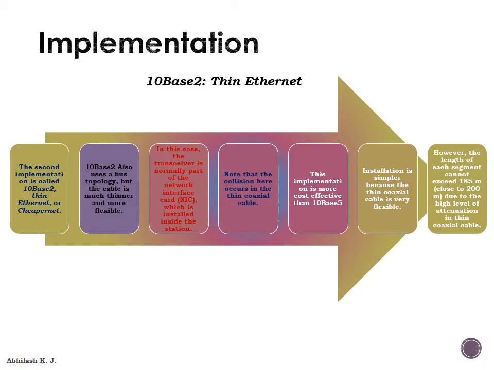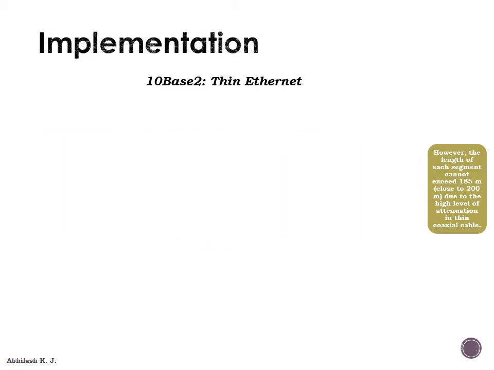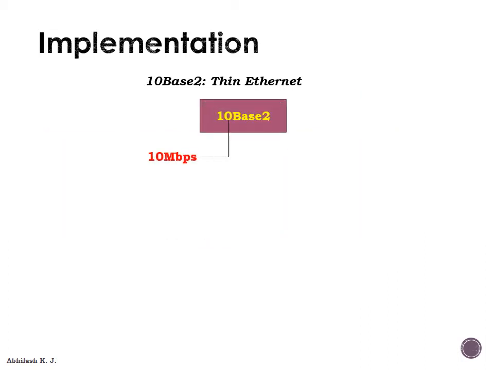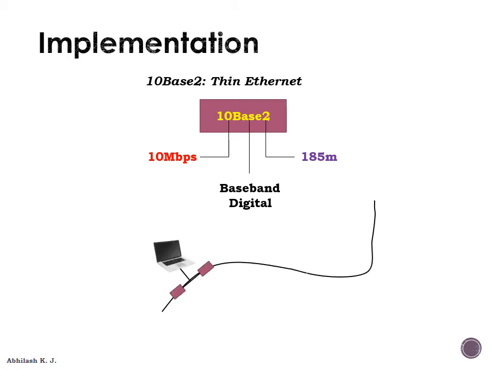In case the length exceeds 185 meters, it will result in a high level of extra attenuation since we are making use of coaxial cables. So here 10Base2 means 10 Mbps of standard Ethernet with a baseband digital signal, which can have a maximum segment length of 185 meters. Since it is very close to 200, the term 2 is used in this particular case.